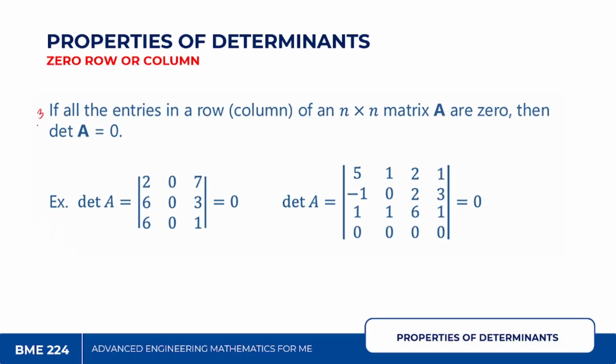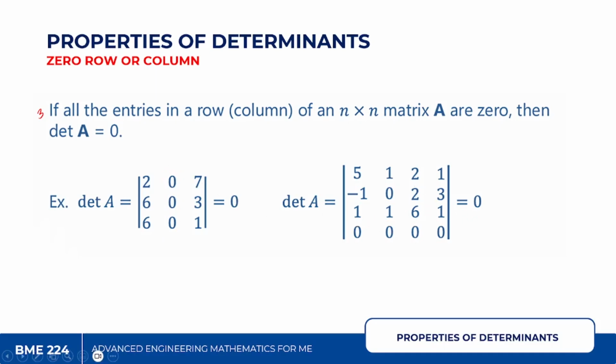Third property will be the zero row or column. Kapag naman ang isang row or column has all 0 entries, then the determinant of that matrix is 0. So for example, ito: 207, 603, 601. This second column has all 0 elements, so automatic 0 yung determinant niyan. Ito naman, itong fourth row has 0 elements, so automatic yung determinant nito is 0.